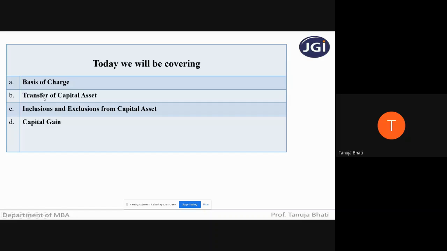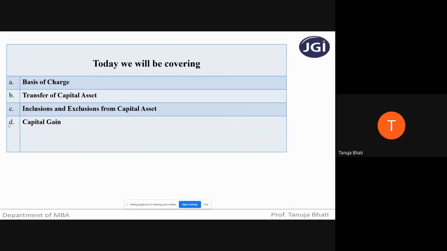Now next, B point. Can anyone tell me transfer means what? I don't want all the 7 points, but one or two things you all can tell me. What does transfer mean? What do you mean by transfer, students? Ma'am, transfer means the sale or exchange of asset. Very good. Compulsory acquisition also is a transfer.